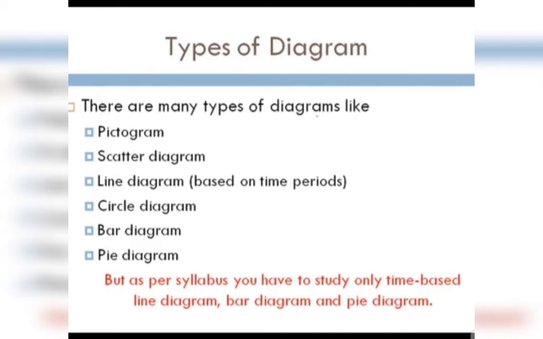As we see, for the diagram purpose it is already written on the red line, but as per the syllabus you have to study only the time based line diagram, bar diagram and the pie diagram. So in total you have to prepare for 5 marks questions on the line diagram, bar diagram and the pie diagram. Accordingly we will see how we will prepare that. The first one we'll take is the line diagram.